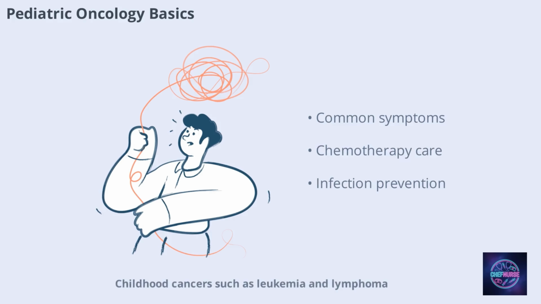Childhood cancers, such as leukemia and lymphoma, are less common but high yield for the NCLEX. Be familiar with common presenting symptoms like unexplained bruising, fatigue, or persistent fever. Nursing care includes managing side effects of chemotherapy, preventing infection, and providing emotional support. The exam may ask about neutropenic precautions and safe handling of chemotherapeutic agents.